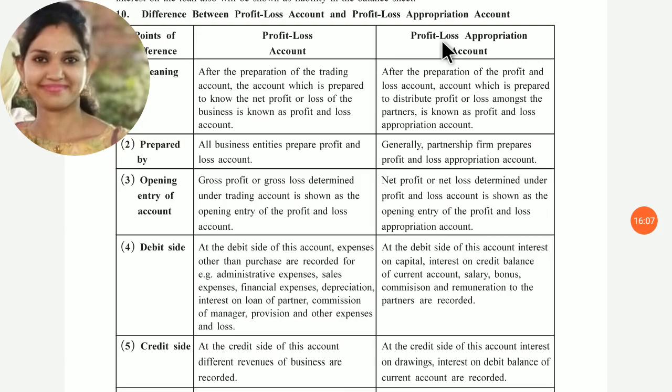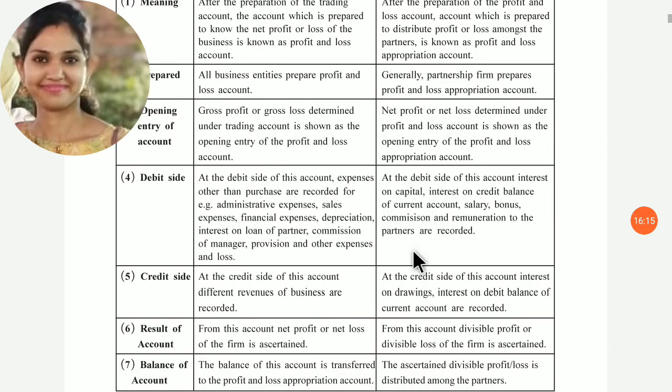So which amount do we get from the P&L account? We get net profit or net loss. So the P&L appropriation account starts with the net profit or net loss. On the debit side of the P&L account we know all types of expenses, and here also on the debit side are all types of expenses, but particulars related to the partners only.